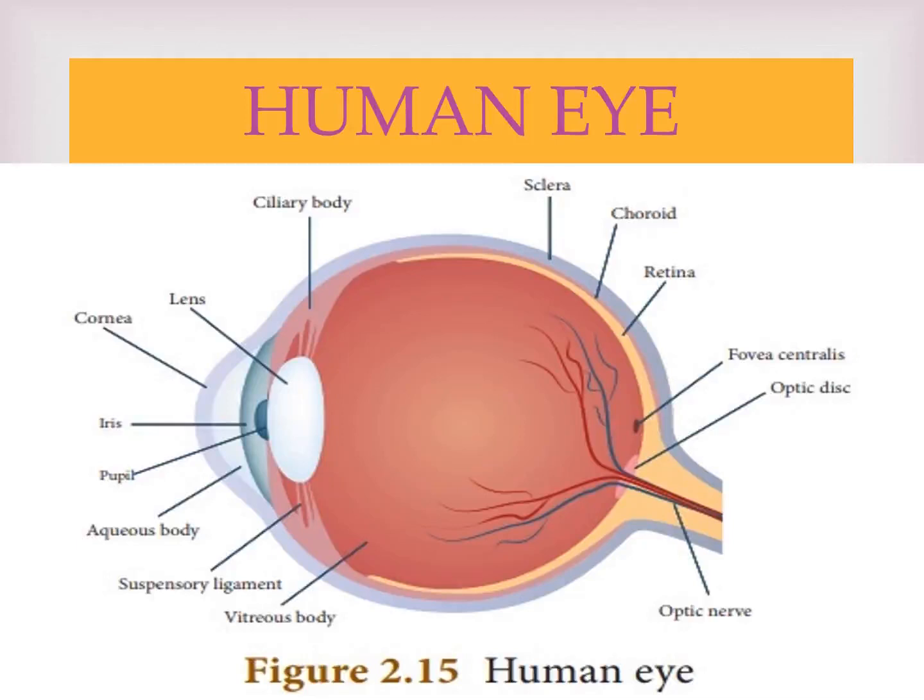This iris controls the amount of light entering into the pupil, like a camera aperture. Next, what is the pupil? It is the center part of the iris. It is the pathway for the light to the retina.